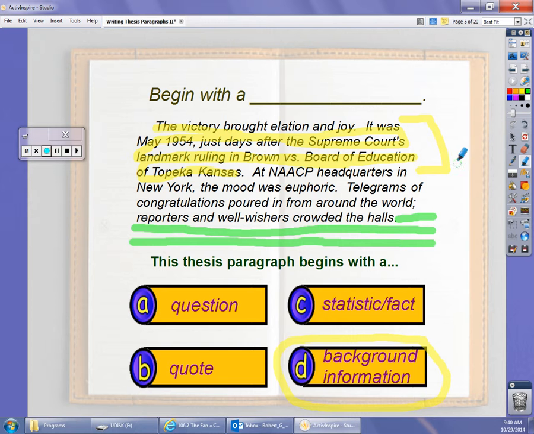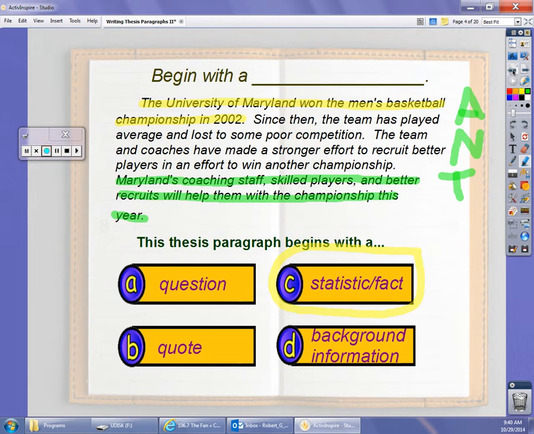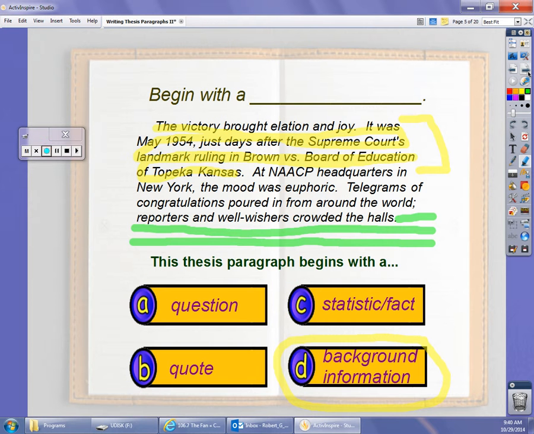The first one, the Maryland one, has a clear arguable thesis: Maryland's coaching staff and skilled players and better recruits will help them win the championship this year. That's arguable. Here, no thesis. Let's go to another one.